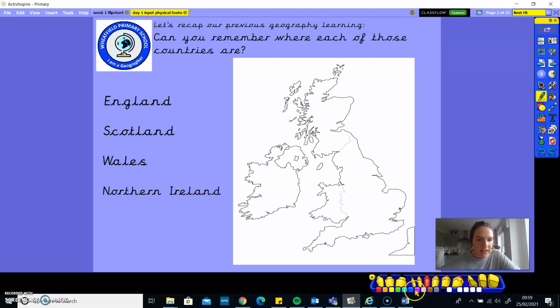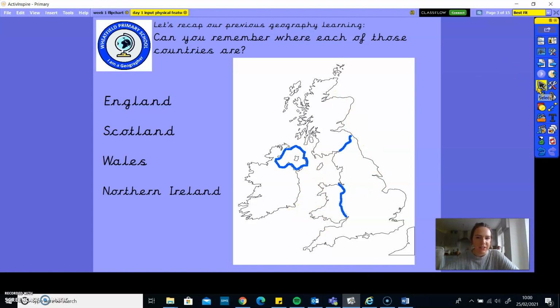So you might be able to see on the map there are some lines to separate, and I'm just going to go over them in blue so you can see them a bit clearer. So that separates one part. Here, there's a country down, and this bit over here. 1, 2, 3, 4. So I'm going to point to one of the countries. Can you remember which country this is? So this bit at the bottom, can you remember which country that one is? That country is England, which is where we live.